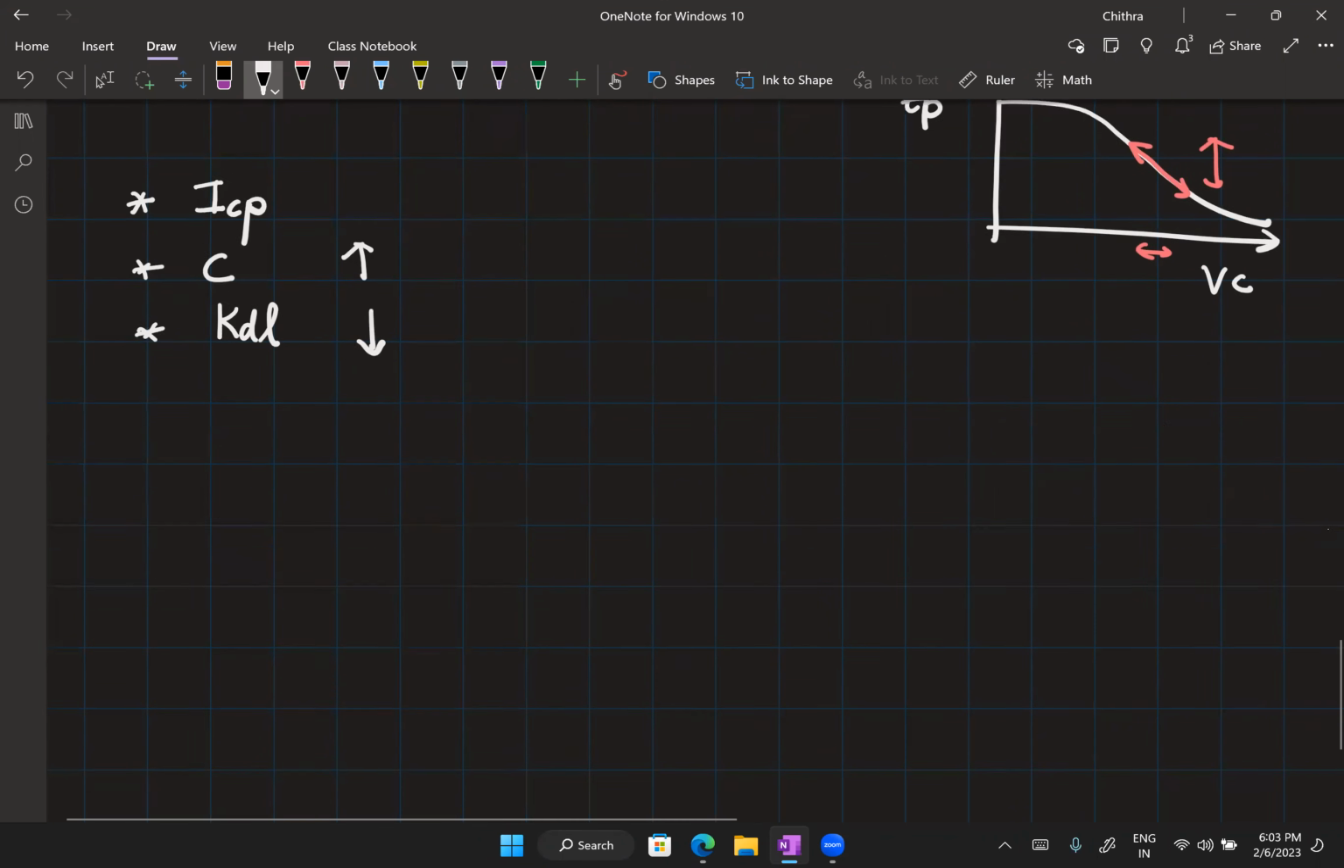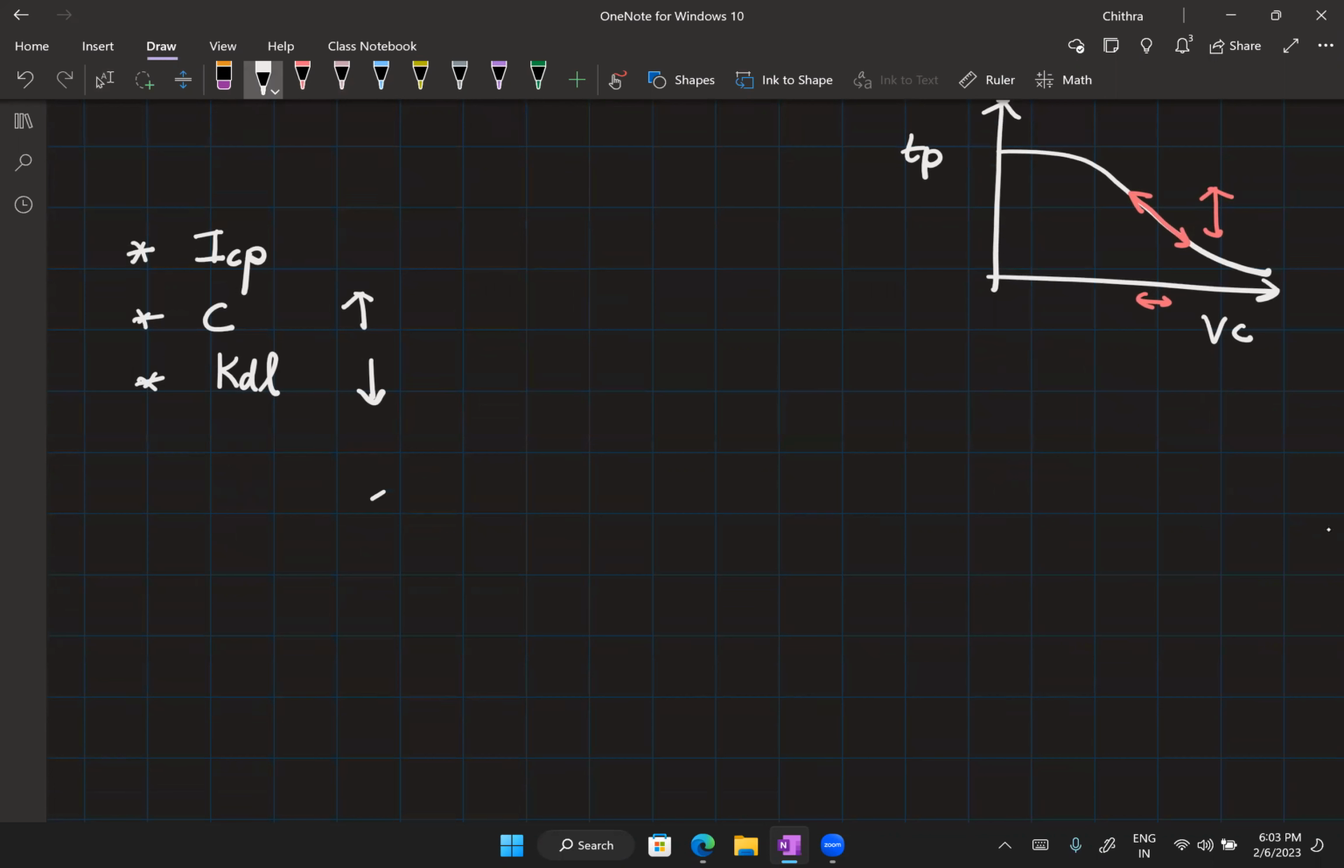So let me simplify it even further. Let's say I'm looking at some ripple on the capacitor. This delta V will be equal to some delta Q by C. Now, if C is larger, for the same amount of charge, I will have lesser ripple. So the answer you gave is all right. I'm just simplifying it a bit further. So we would prefer to have a larger C if we want to see smaller change at the output. What about ICP?